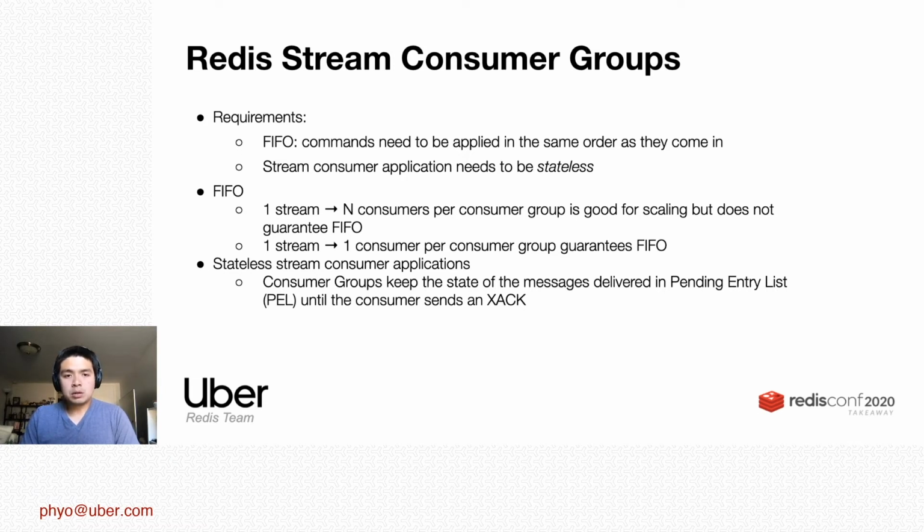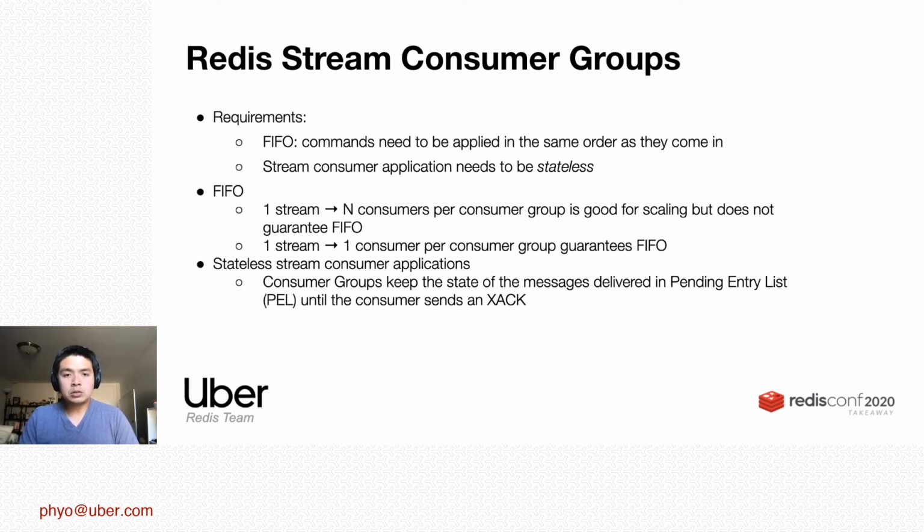A Redis stream could have multiple consumers per consumer group, so that the messages can be delivered faster. However, this does not guarantee the FIFO property because some consumers might be faster or slower than others. Therefore, we need to have 1 consumer per consumer group per stream.